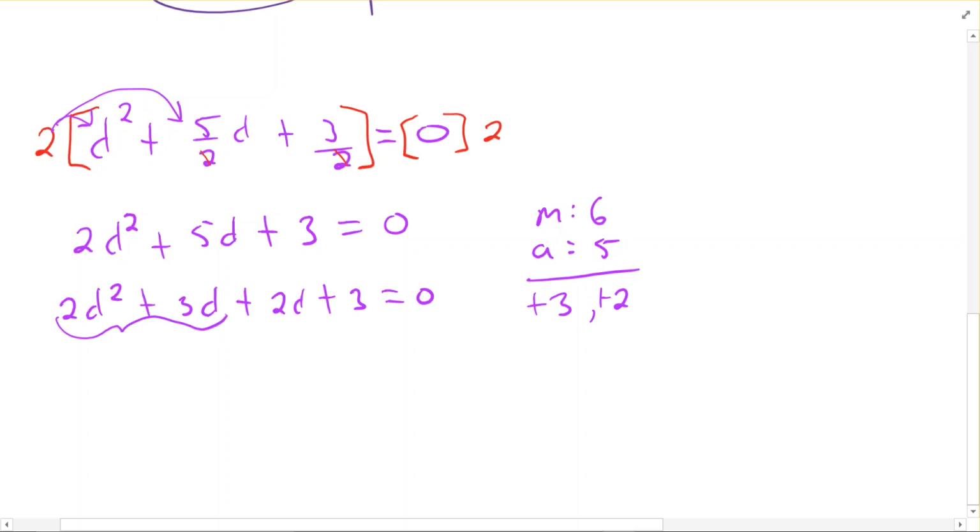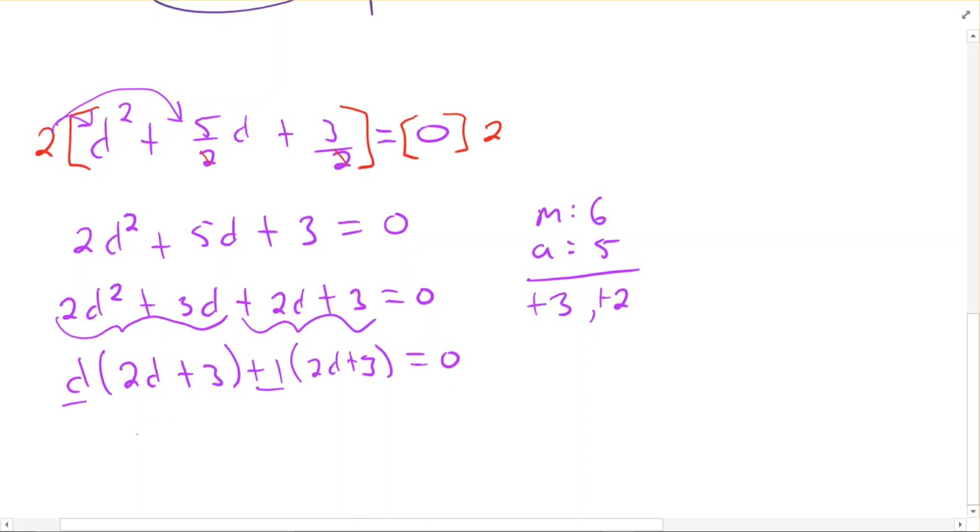Let's factor this part on its own. So we can take just a d out of there. We're left with 2d plus 3. If we factor this one, we can't. We've just still got plus 1. And then 2d plus 3 is equal to 0. So our factors here would be 2d plus 3 times d plus 1 is equal to 0.